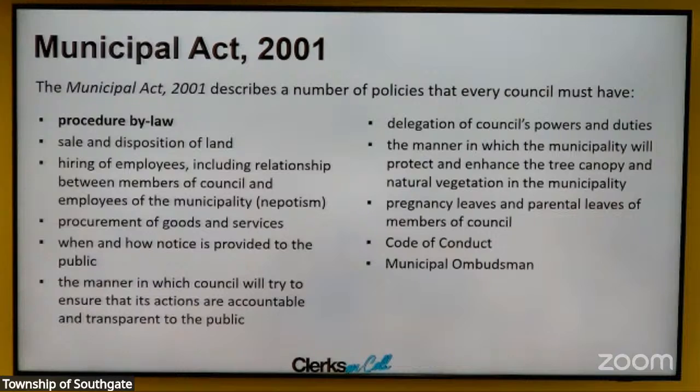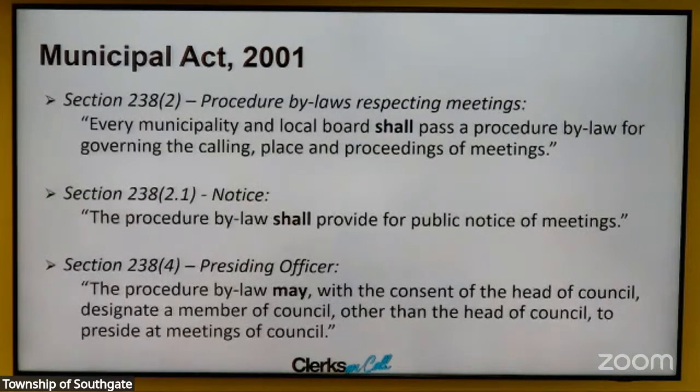Now let's talk about some of the specific sections of the Act. As I mentioned, it's the Municipal Act that sets out the requirement for procedure bylaws. It's section 238 of the Act, and it's quite prescriptive in many instances. For example, in the first bullet point, section 238 subsection 2 requires every municipality to pass a procedure bylaw. In the second bullet point, section 238 subsection 2.1 requires that the bylaw must also provide for public notice of all your meetings. So these two sections are mandatory, whereas the last bullet point, section 234 subsection 4, is optional.